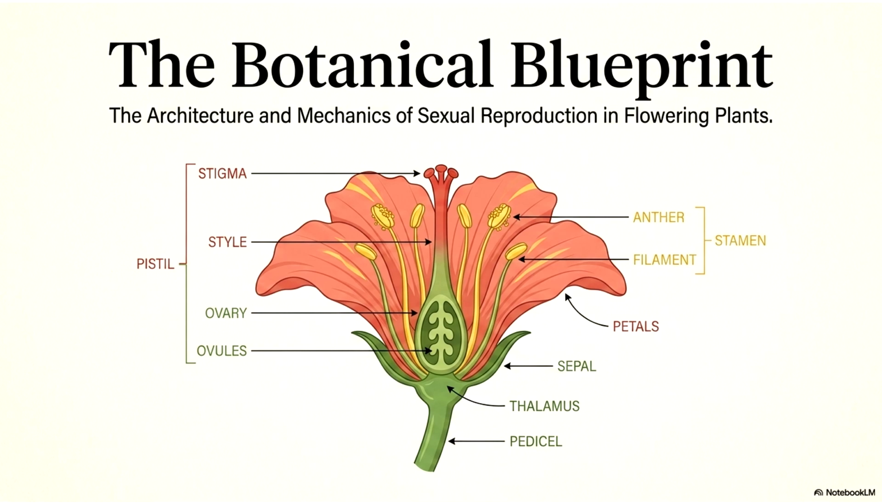Today in these slides we are discussing sexual reproduction in flowering plants. The first slide shows both the male parts and female parts of a flower, that is androecium and gynoecium. The androecium consists of filament and anther, which is commonly called stamen, and the female part consists of style, stigma and ovary, which contains ovule. It also shows sepals, thalamus, pedicels, etc.